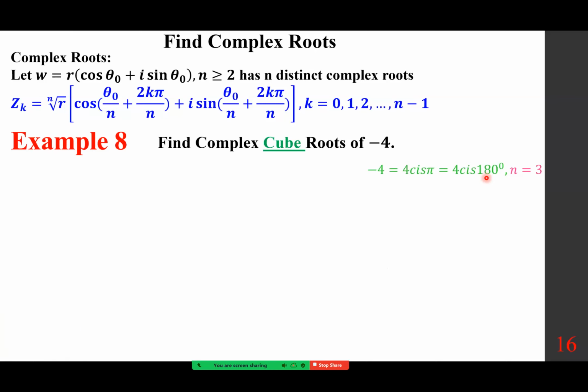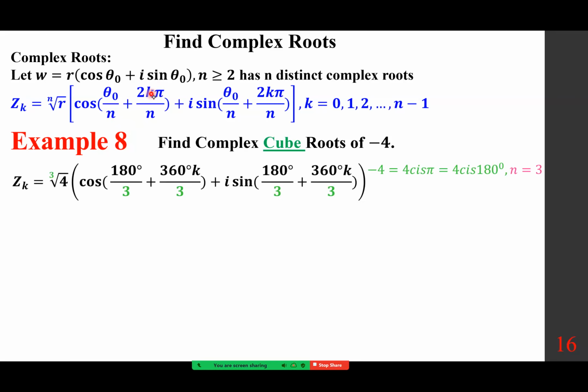Now, according to this, n is 3, so we're going to put 3. So the cube root of r, which is 4, cosine of theta 0 over n, that means 180 over 3, plus 2k pi, we are going to go with 360 degrees k over 3. Again, you can go with pi or 180. I chose to go with degrees. It's a tad easier here. So one more time, you have a choice.